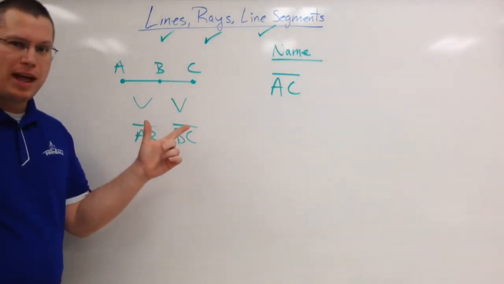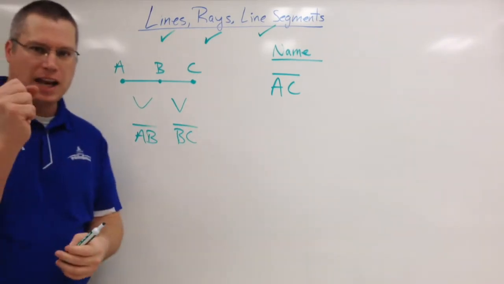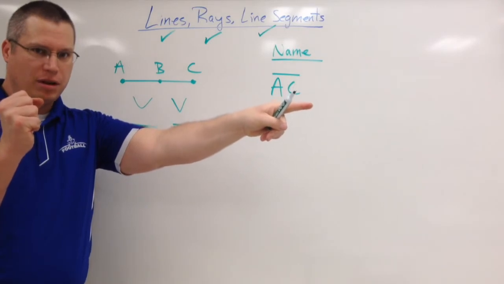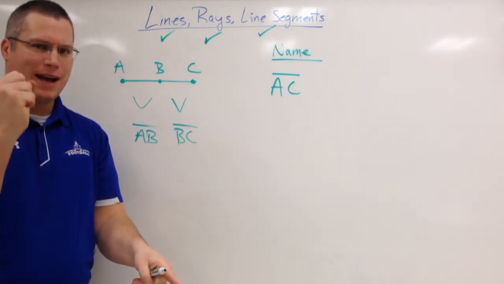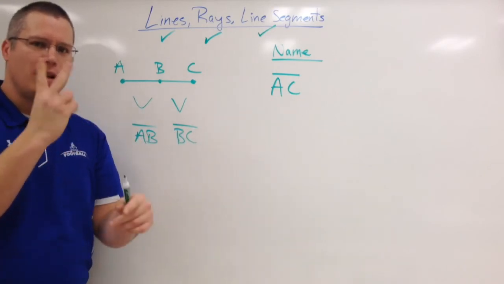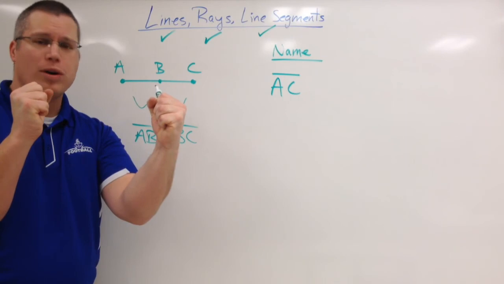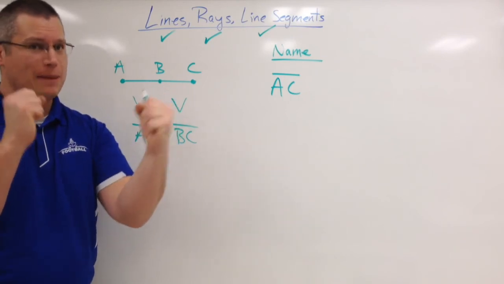Lines, infinite both ends, you need 2 points, order does not matter. Ray, endpoint, infinite direction, 2 points, you must have the endpoint first, the direction second. Line segment, 2 points, 2 distinct endpoints, order does not matter, you must name both endpoints in the name.